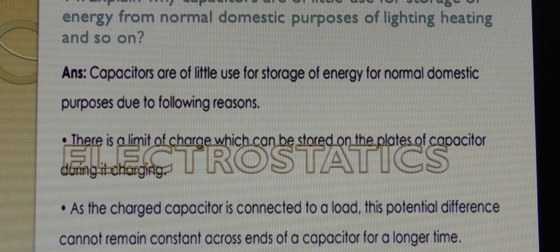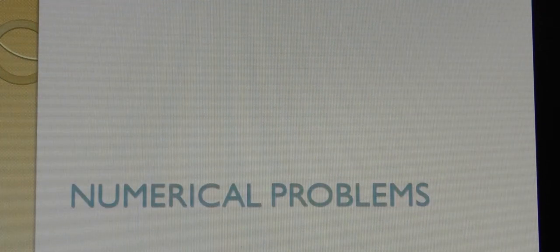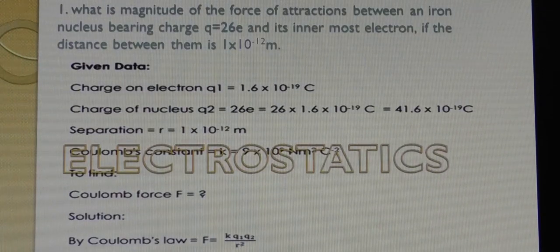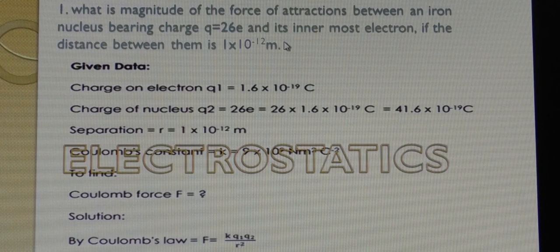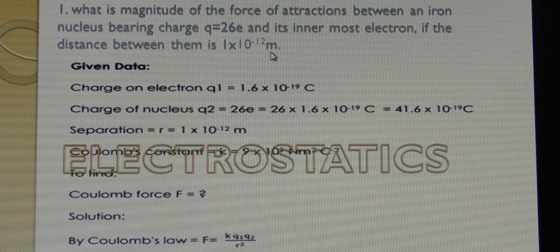So due to this reason, we are not using capacitors for normal and domestic purposes of lighting, heating, and so on. Now, girls, we come to numerical problems. The first numerical problem of the book in the exercise. What is the magnitude of the force of attraction between an ion nucleus bearing charge Q equal to 26e and its innermost electron if the distance between them is 1 into 10 to the power minus 12 meter? This is the statement of numerical number 1.